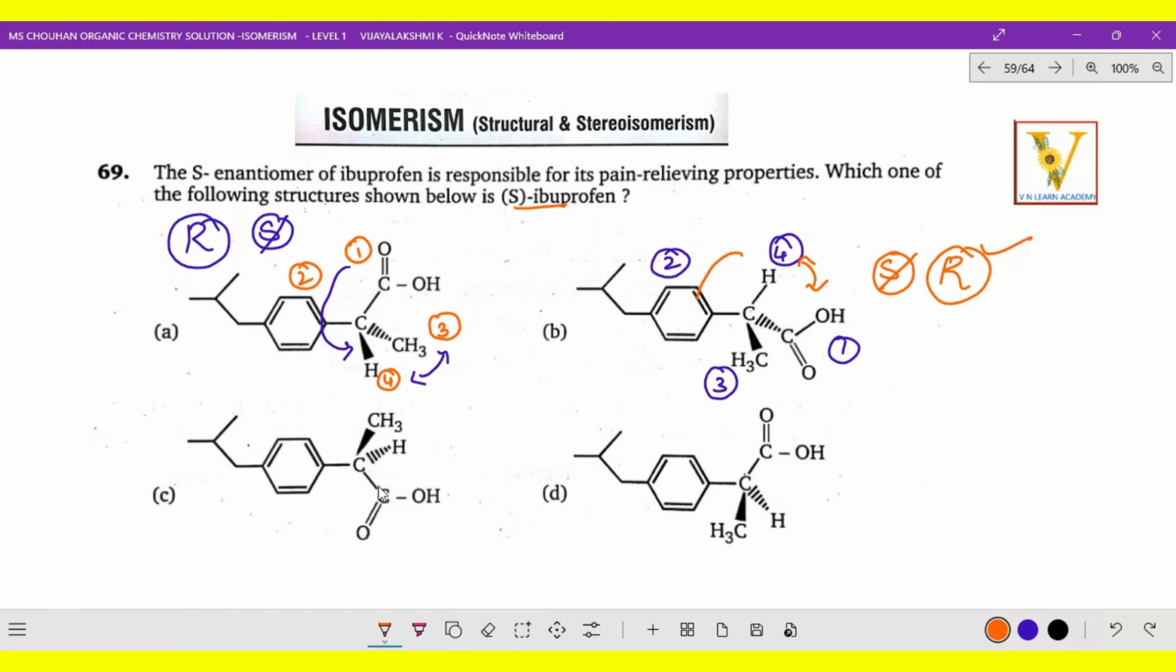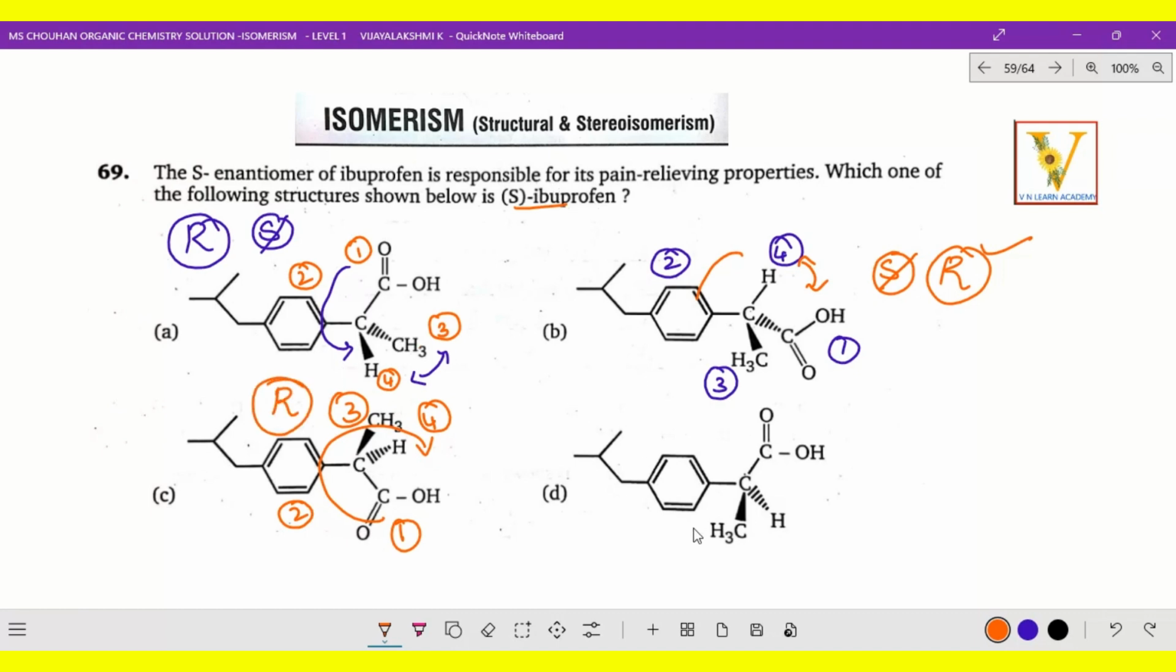Right, now the third one. Priority goes first to the carboxylic acid, this is second, this is third, and this is 4. So 1 2 3 4 is clockwise, with the fourth group on the dash, so no need for an interchange. So this is R. We need Brufen.